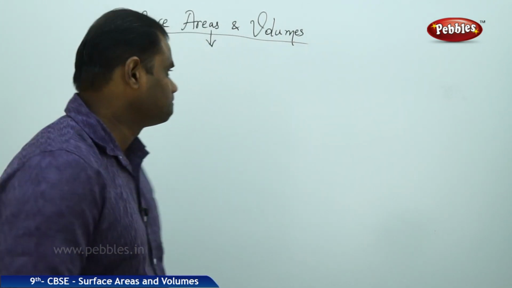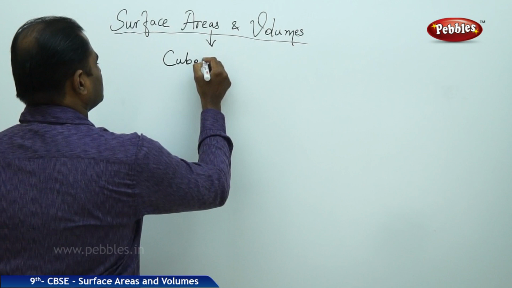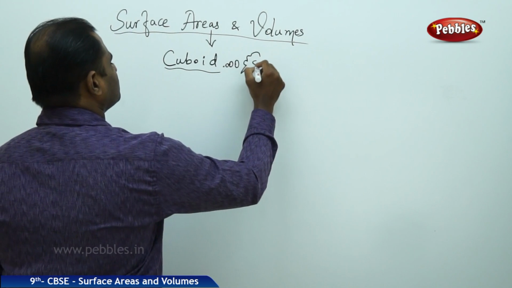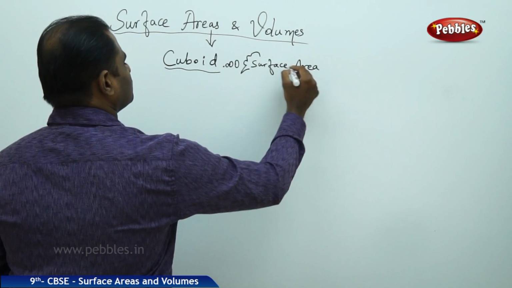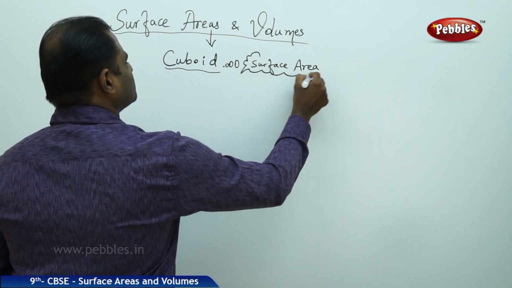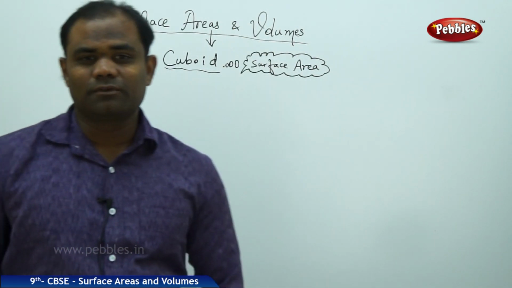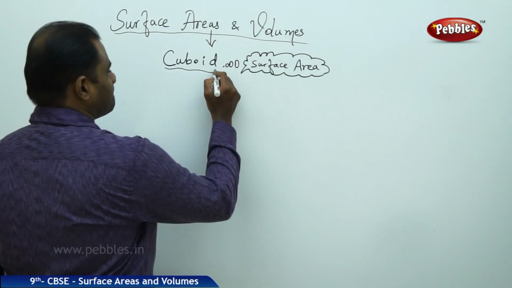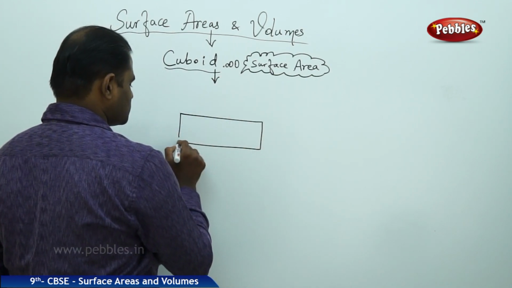This session is about the surface area of a cuboid. So how do we find the surface area of the cuboid? Let's see in brief. Imagine I take a cuboid which is in the shape of a box.